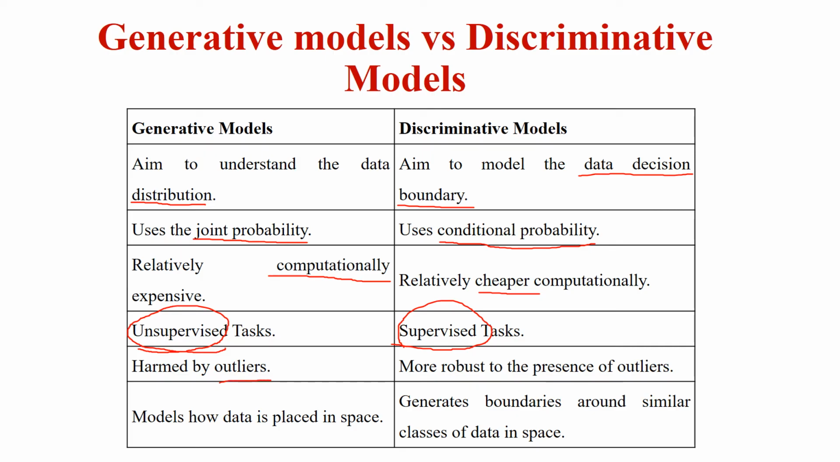Generative models are harmed by outliers. Discriminative models are more robust to the presence of outliers. Generative models show how the data is placed in space, whereas discriminative models generate boundaries around similar classes of data in space. This is about the comparison of generative models and discriminative models.